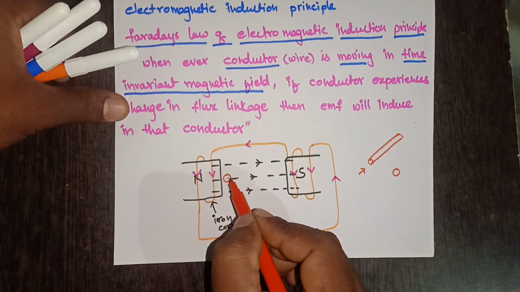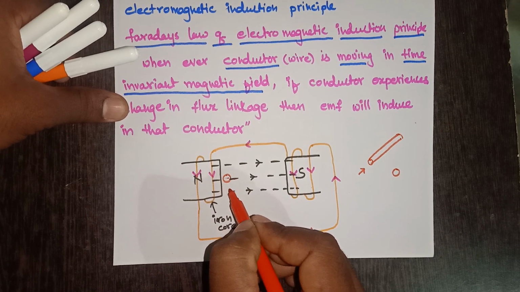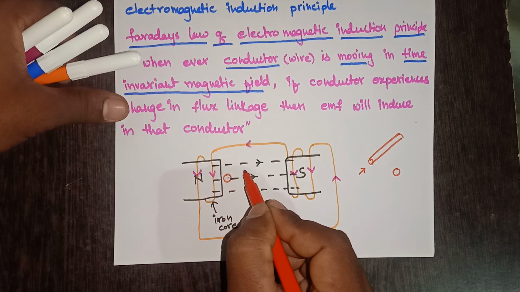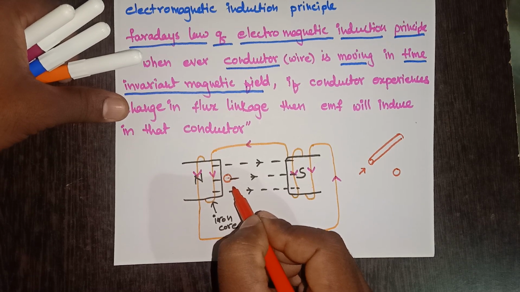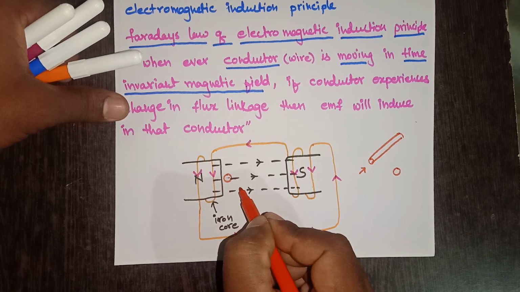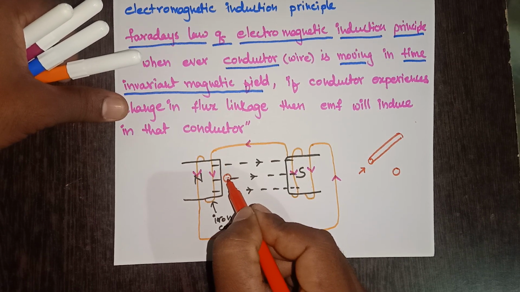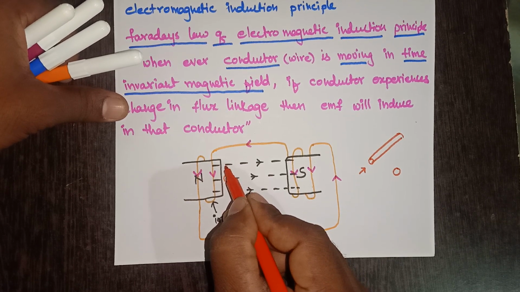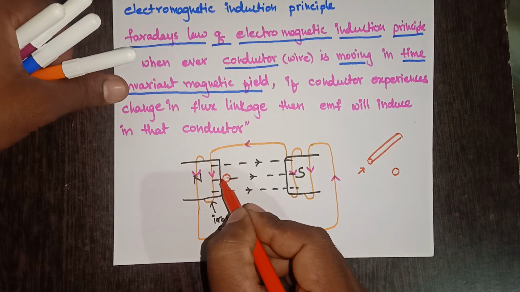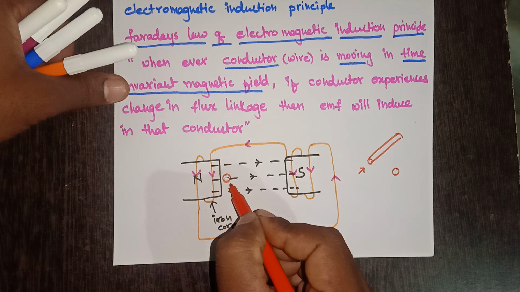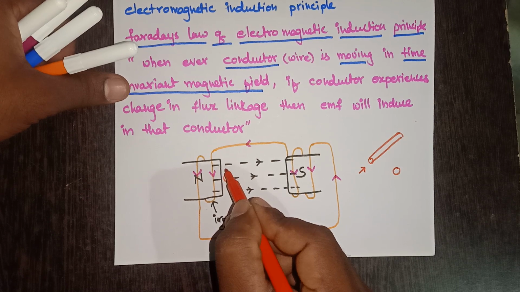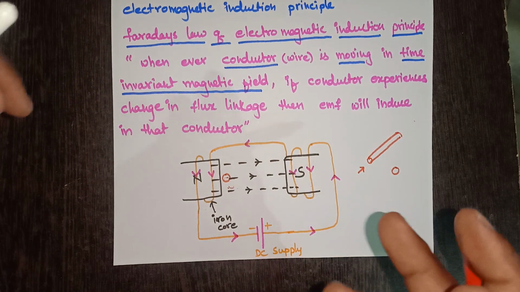Whenever a conductor is placed inside the magnetic field, and it is moving from one place to another, I am calling it a conductor moving in a time invariant magnetic field. If it is experiencing a change in flux linkages, right? Whenever your conductor moves from one instant to another, this conductor experiences a different amount of flux lines. This different amount of flux lines, I can call a difference in flux linkage. Whenever a conductor is moving from one place to another, I can say there is a change in flux linkages.